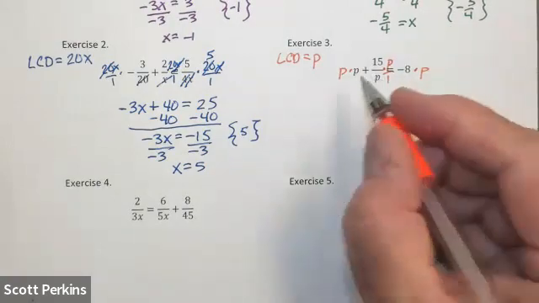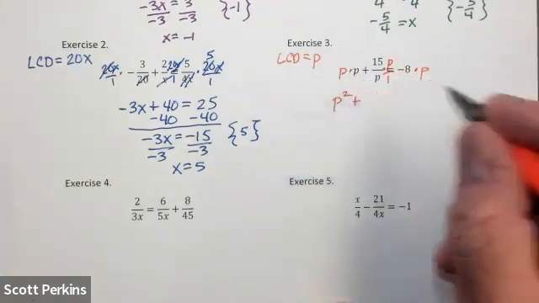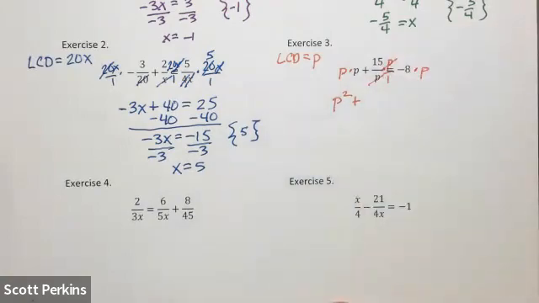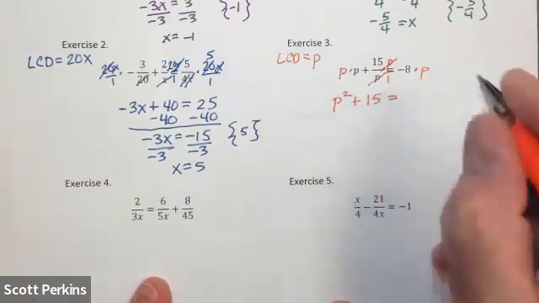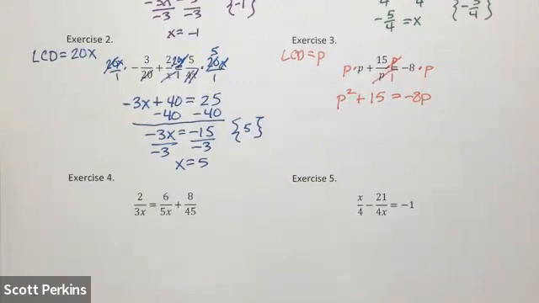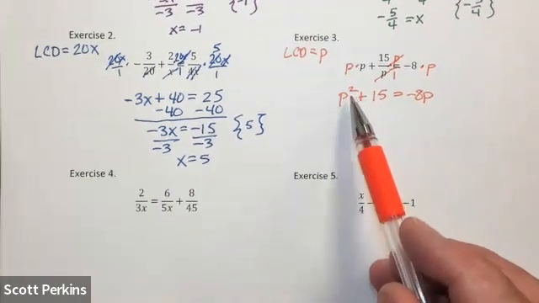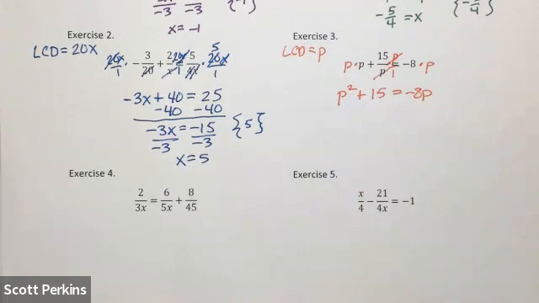All right, so here we go. The first term, P times P, that gives me P squared plus the second term, the P's cancel, because that's why I'm multiplying, to get rid of that denominator, so I don't have to see it anymore. So 15, and then equals negative 8 times P is negative 8P. Now, we get to review a little bit. I know that sometimes our knowledge fades as we move away from a unit. I've got a quadratic equation. That's what this exponent means. It's a squared. So what do I have to do first in order to solve this?